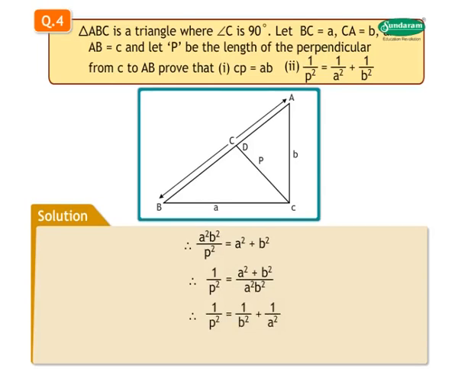Therefore, 1 upon P square is equal to 1 upon B square plus 1 upon A square. Thus, 1 upon P square is equal to 1 upon A square plus 1 upon B square.